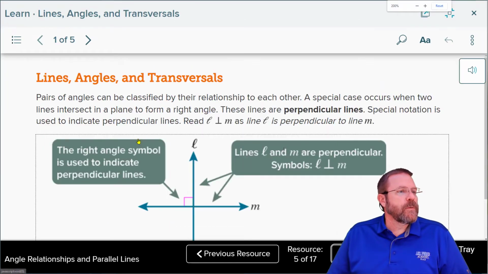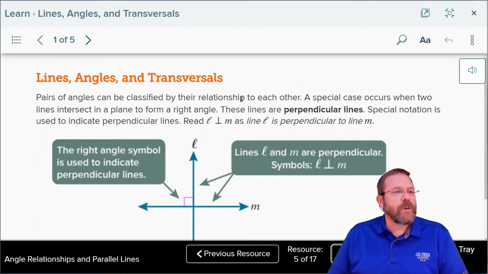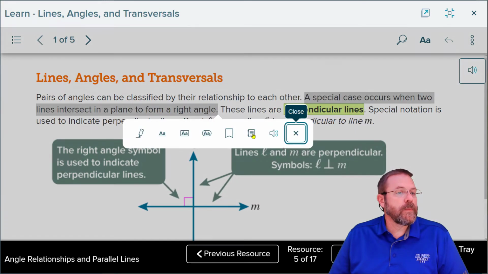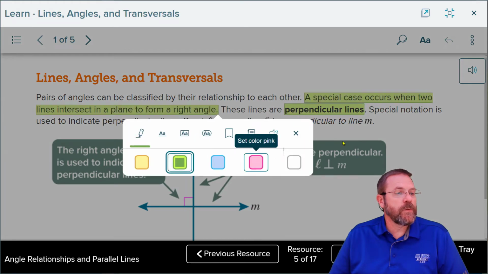Pairs of angles can be classified by their relationship to each other. A special case occurs when two lines intersect in a plane and form a right angle. These two lines are called perpendicular lines. So right here we have two lines. They're going to be perpendicular lines. I'm going to highlight it right here, and then we're going to highlight that because that's the definition that goes with it.